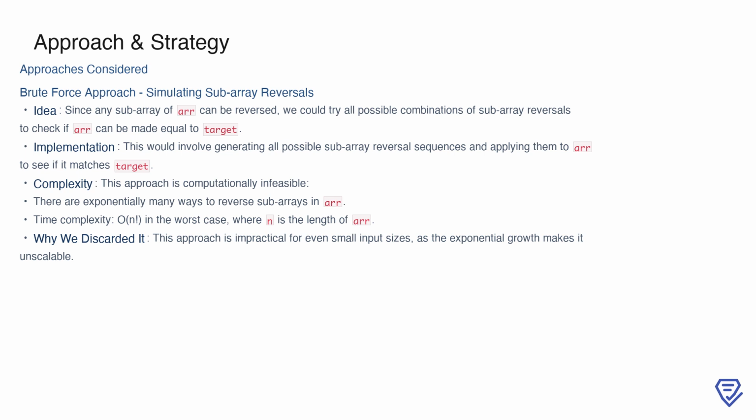The main drawback is the sheer number of possibilities. Because there are an exponential number of ways to reverse subarrays, the time complexity grows factorially, specifically n factorial, in the worst case, where n represents the length of the array. This makes the brute force approach computationally infeasible, even for relatively small input sizes. As a result, while it's conceptually correct, this approach is discarded due to its impracticality for real-world use.